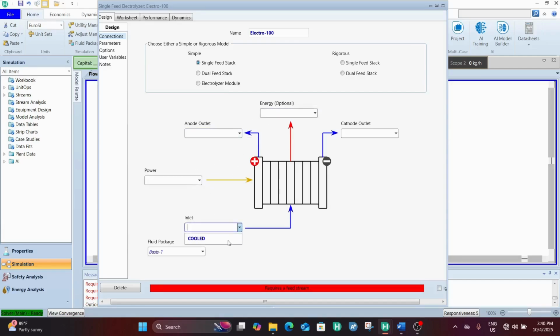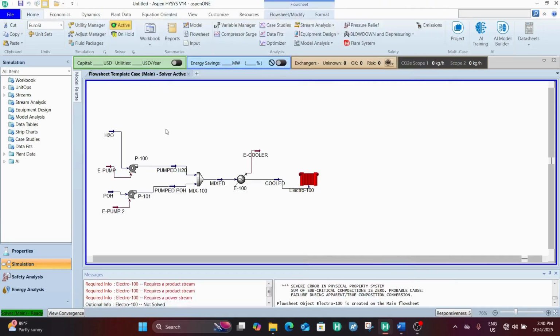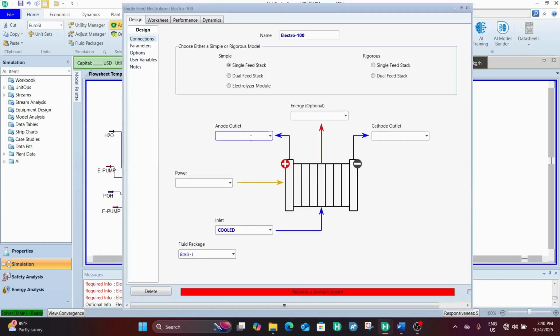Let's specify the inlet first of all. Cool. We have hydrogen, H2O, and then O2. And here we have the positive H plus. This is O negative, not O2. O negative. Much better. And you can see we have a message down here: requires power stream.